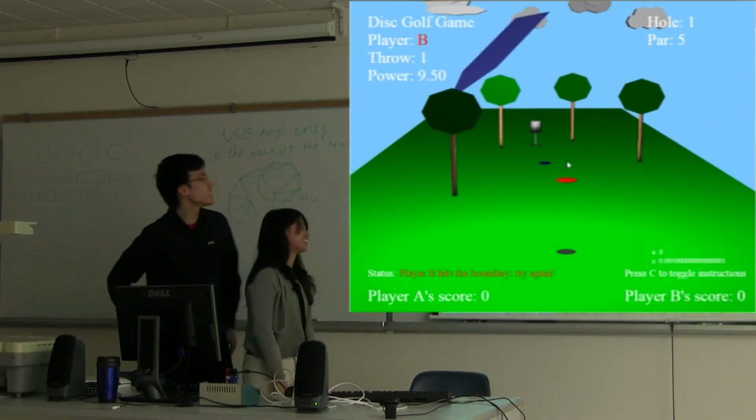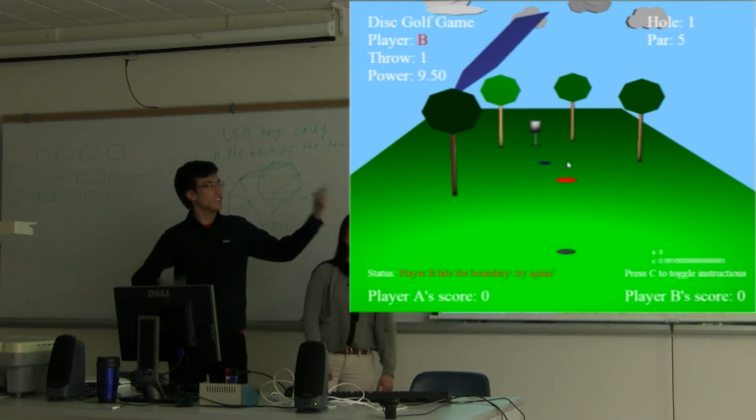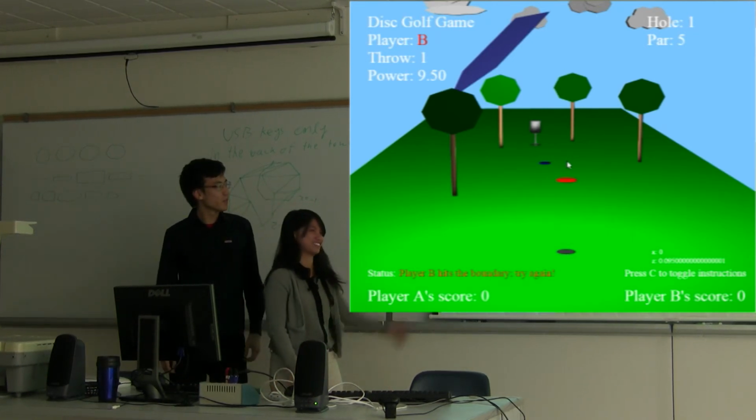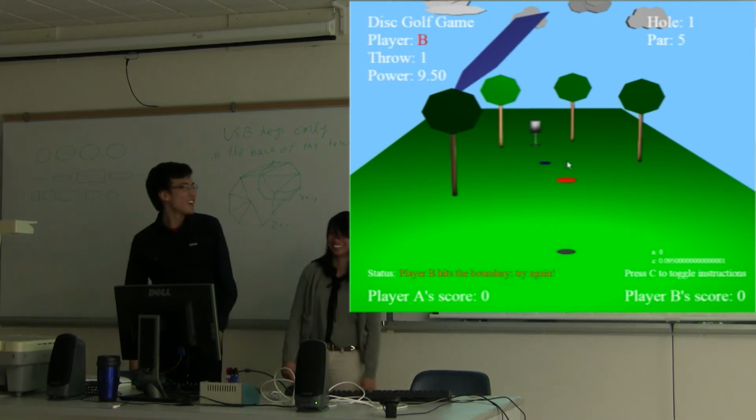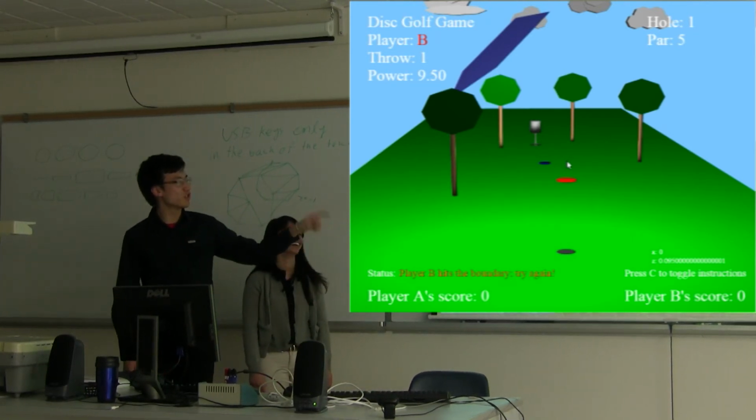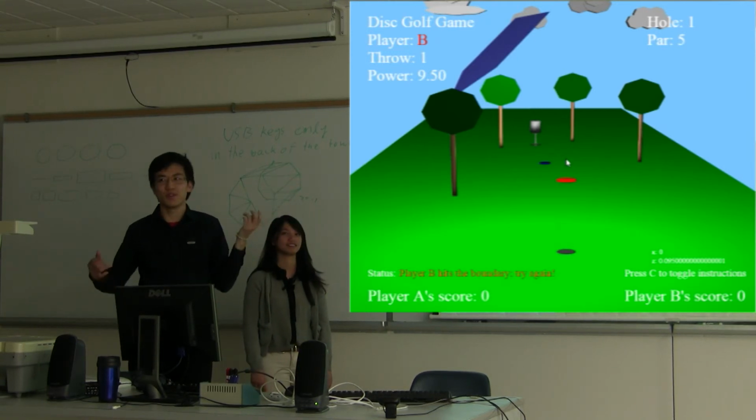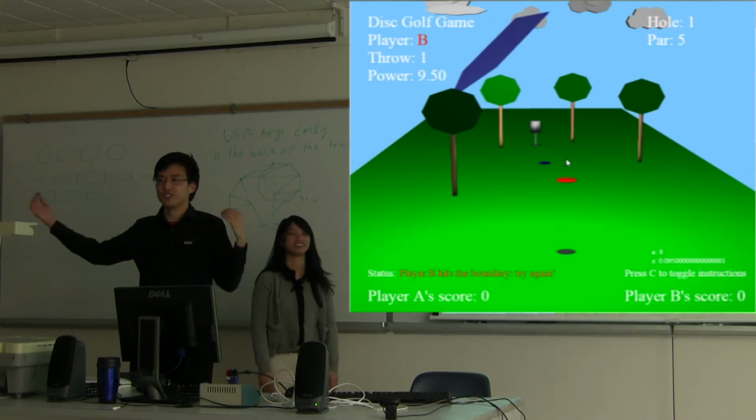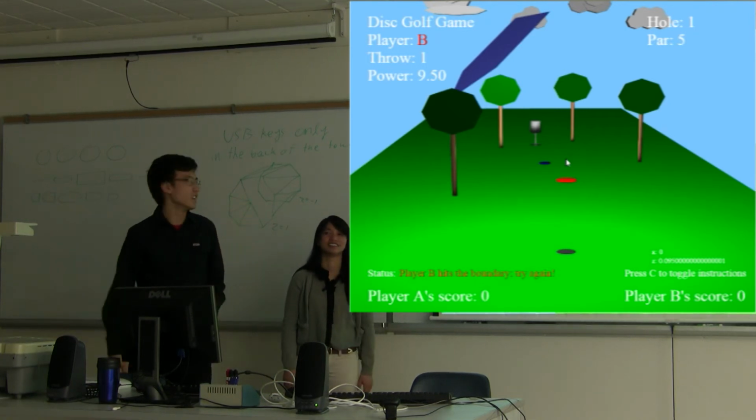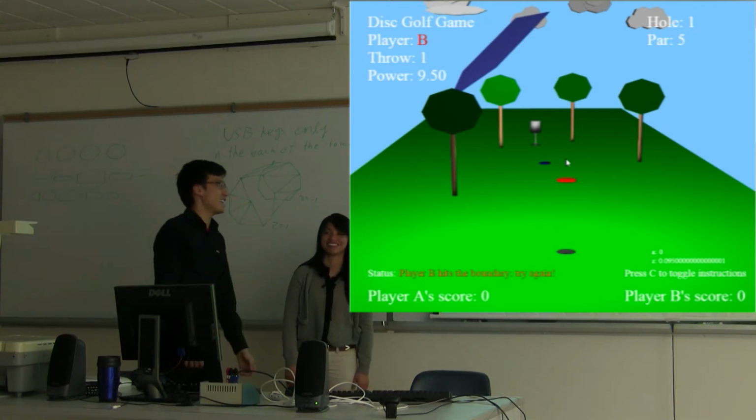Oh, I hit the edge. See, she hit the boundary. I did that edge on purpose to demonstrate the edge. And so it tells you player B hits the boundary, try again, and it doesn't count as a throw because if people keep messing up, we don't want them to be like 100 steps away from the basket. So Julie can try again.